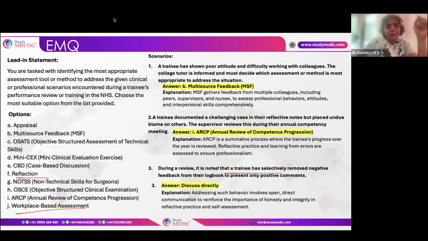I don't know why I have missed this option. It has to be discussed directly. So that's why I wanted somebody to pick up and say that that option is not there. Okay, I'll tell you the difference.